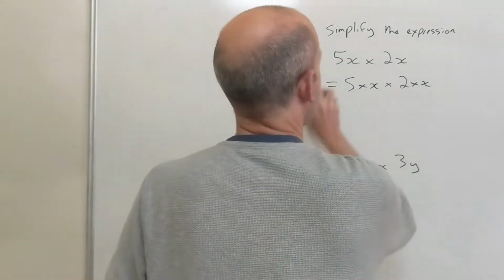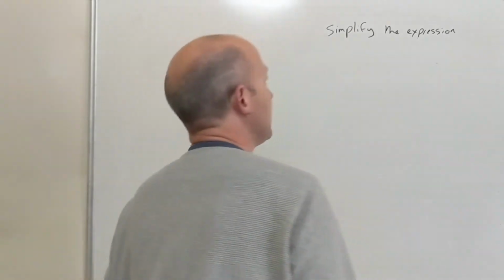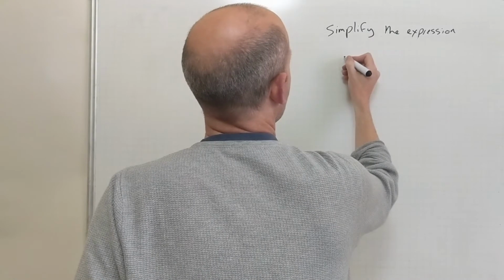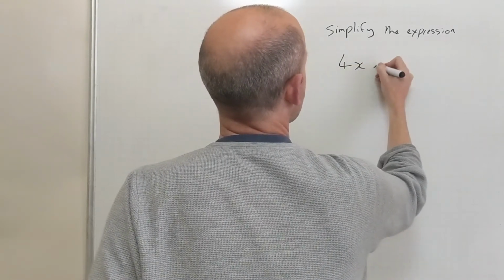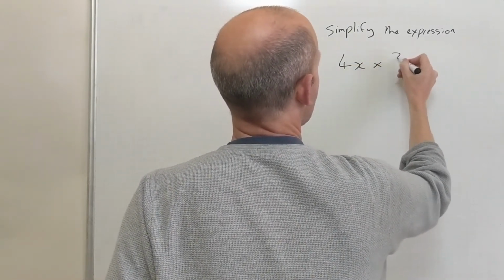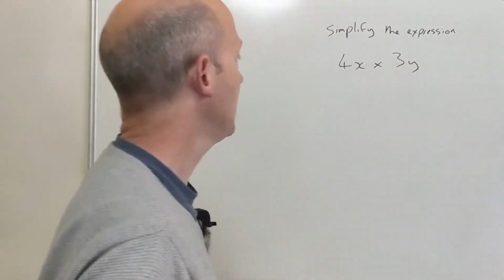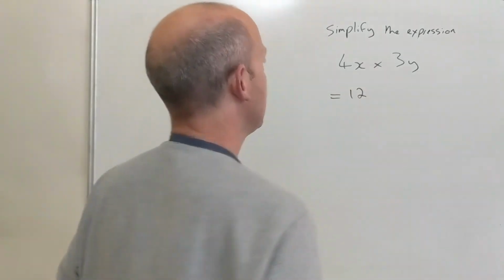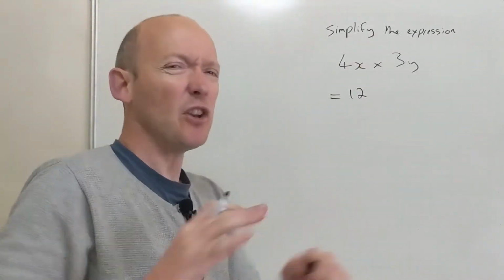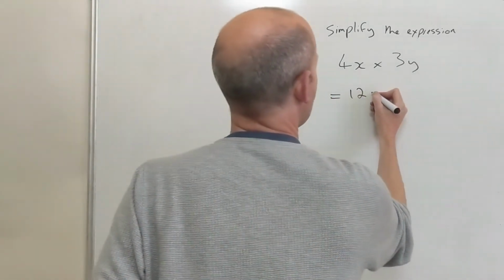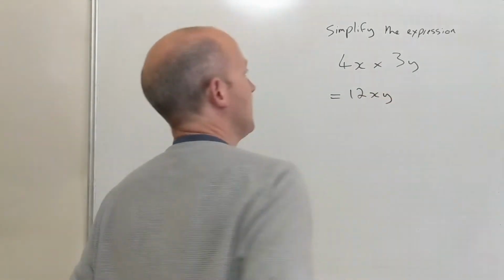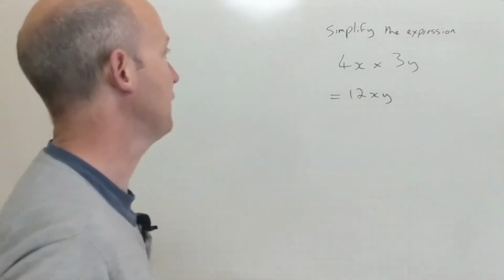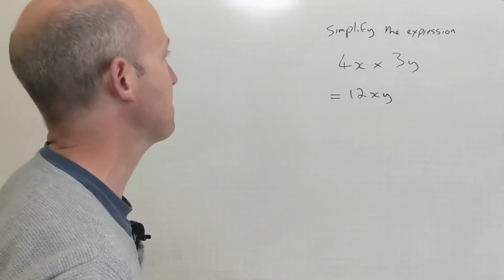Quickly look at another couple of examples. What if we had 4x times 3y? Well, again, I can do 4 times 3 is 12. And x times y, again, not a huge amount I can do there, but I can at least put them next to each other. X times y is xy, and again, I don't need a times sign here because times is invisible. So 4x times 3y is 12xy.